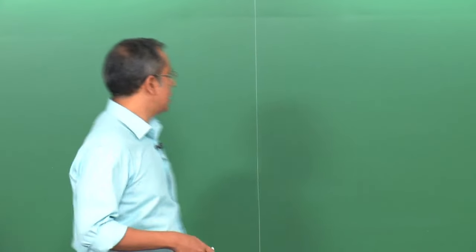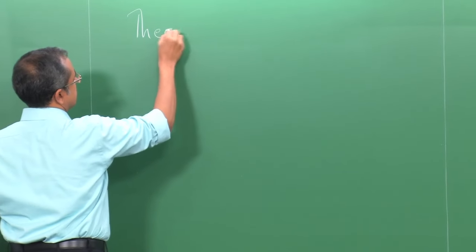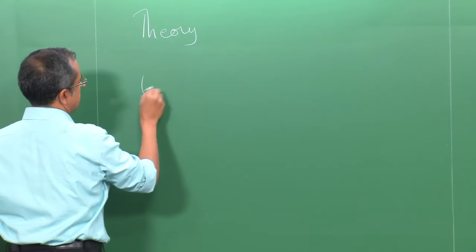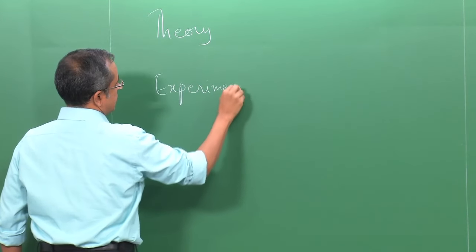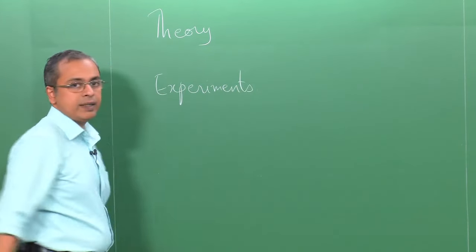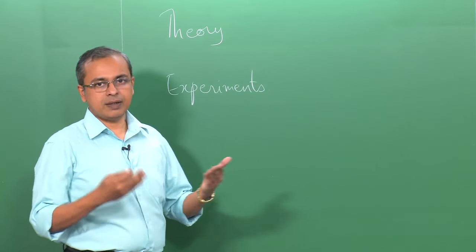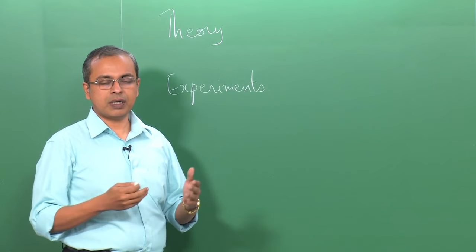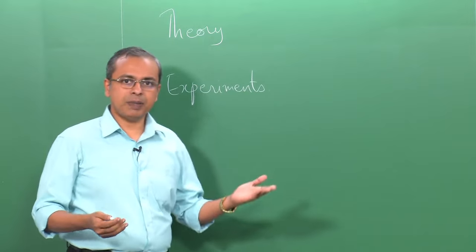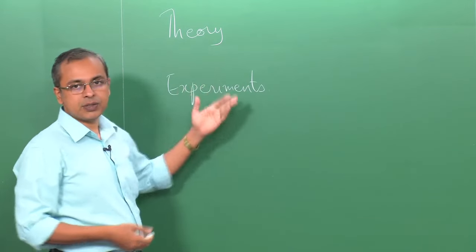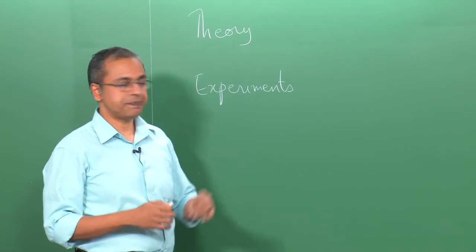So, if you want to see, we basically have theory and we have experiments. Broadly, your work, depending on the kind of area that you are working on, could be of one of these two kinds. There are people who do a fair bit of combination of these, but still your activity could be one or the other in most cases.